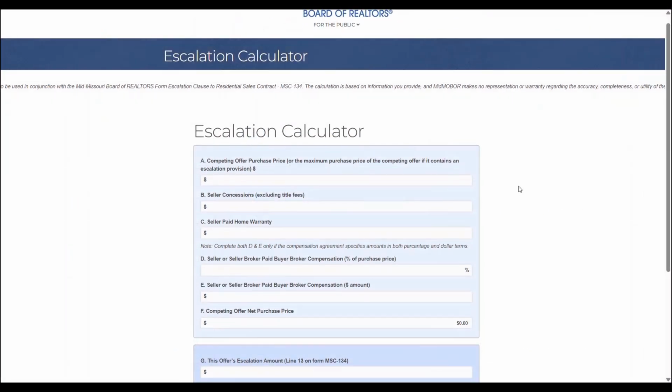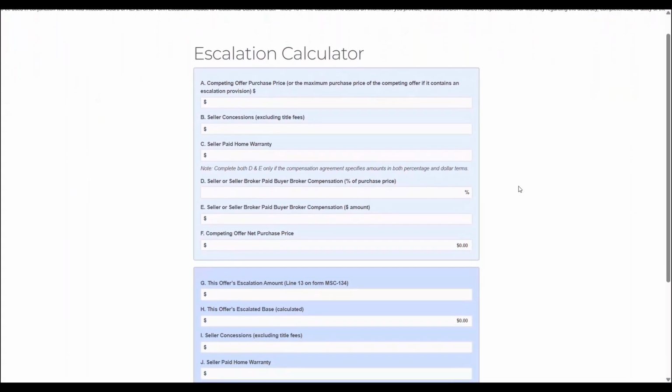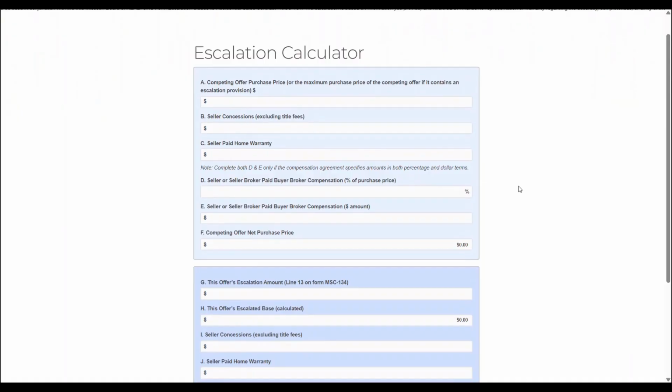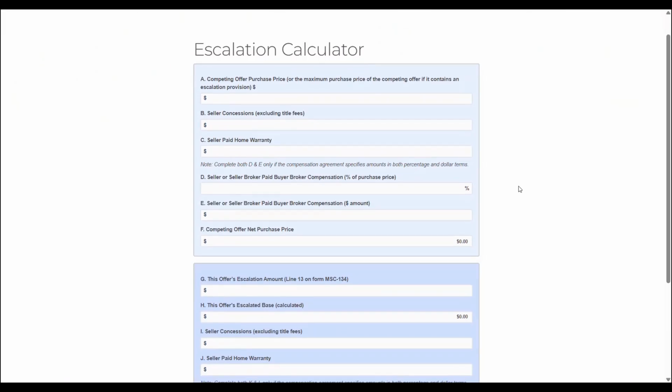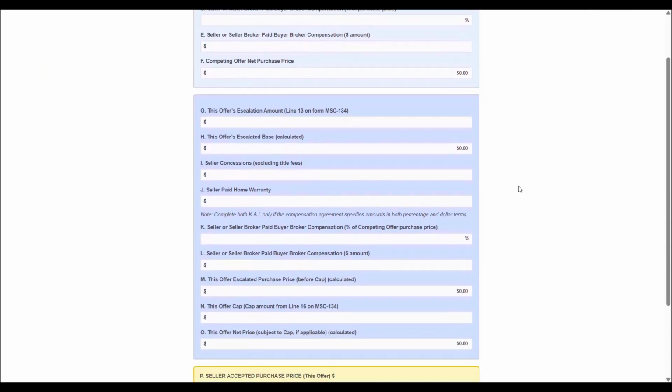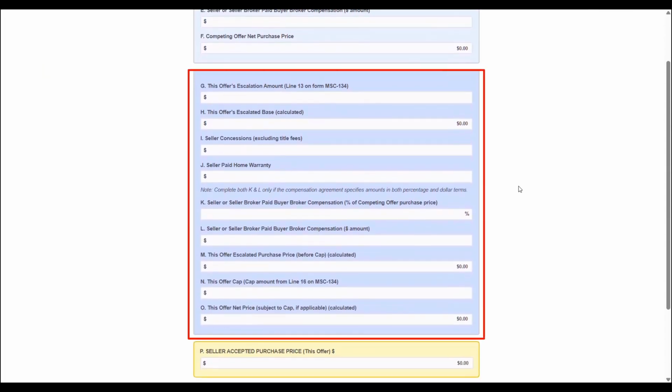Before we look at example scenarios, let's quickly look at how to input information into the online Escalation calculator. Enter the competing offer information you're using to push the other offer up in the top section of the calculator. Enter the details for the offer you expect to accept in the bottom half of the calculator.